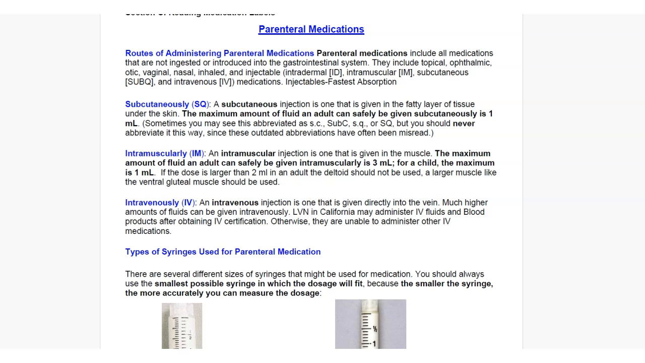Intravenously, or IV, is basically an injection that's given directly in the vein. This usually can be given with much higher amounts of fluid, and LVNs in California can administer IV fluids and blood products after being IV certified, but otherwise they are unable to administer other IV medications such as IV pushes and IV piggybacks, and even antibiotics, chemo, and so on.